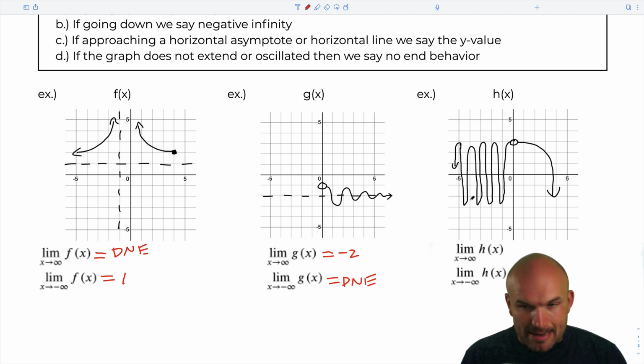All right, in this example, as we're approaching infinity, you can see that this is going straight down, right? It's going all the way down. So therefore, this is going to be approaching negative infinity.